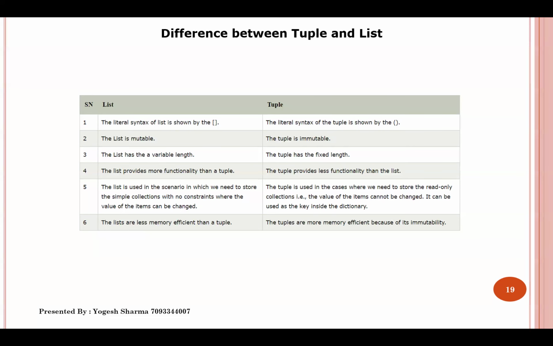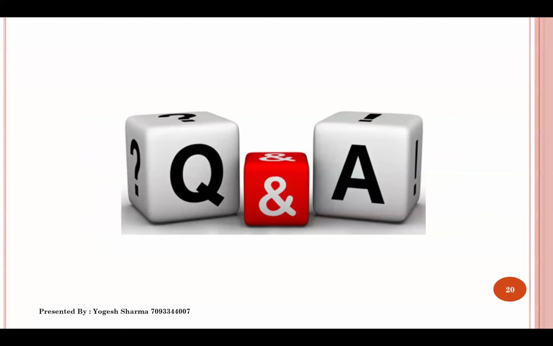And the list is used in the scenario where we need to store a simple collection. You can read the rest yourself. The list is less memory efficient than the tuple. The tuple is more memory efficient because of being immutable. Okay, so this is the difference between the list and tuple.